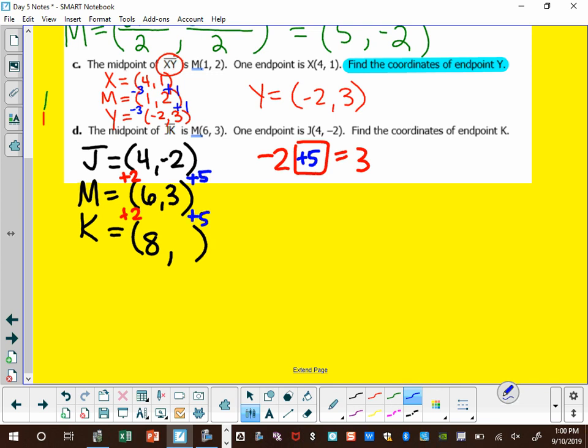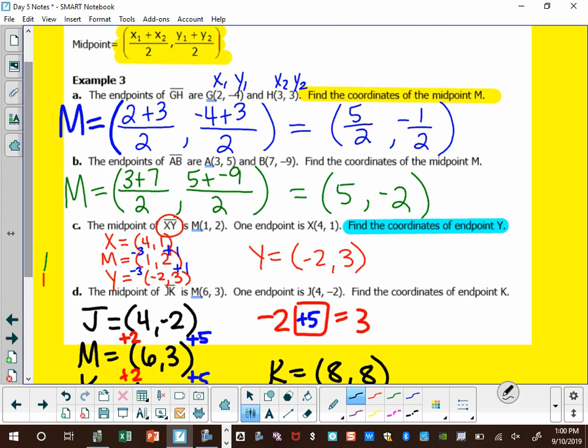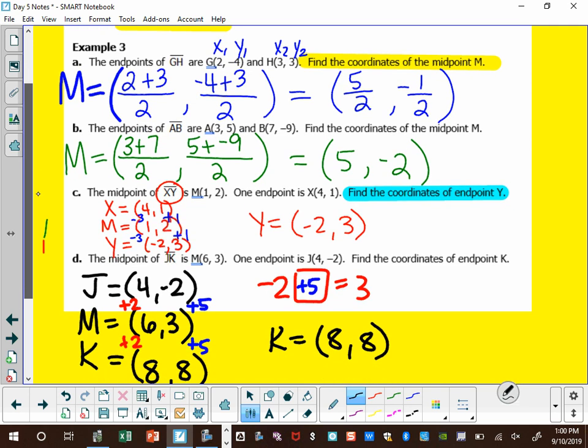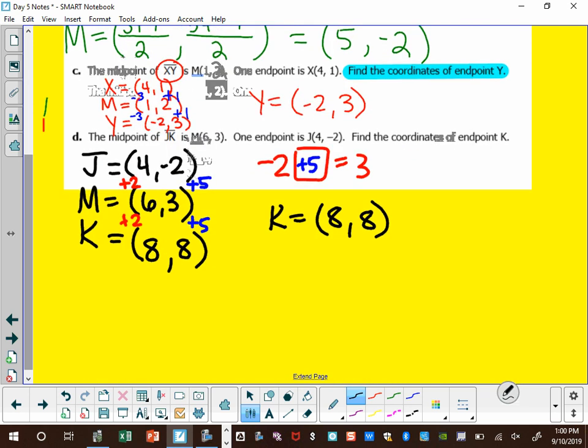So what is 3 plus 5? 8. So what is the endpoint of K? K is at 8, 8. We are only doing it this way when they give us the midpoint. If they don't give me the midpoint, I'm solving for it with my formula. Any questions here? Eventually we'll do midpoint on Desmos, but not right now.